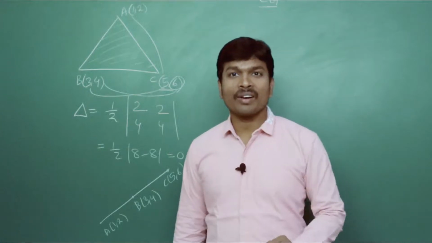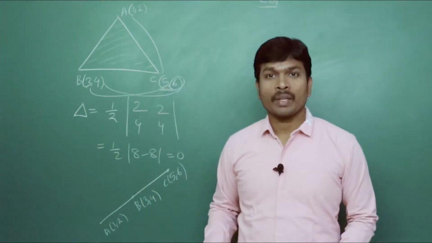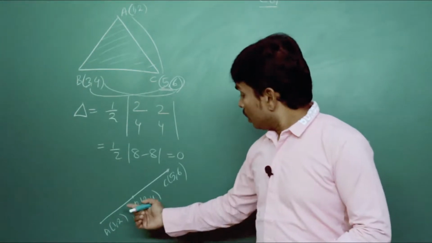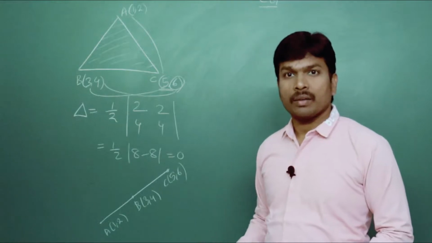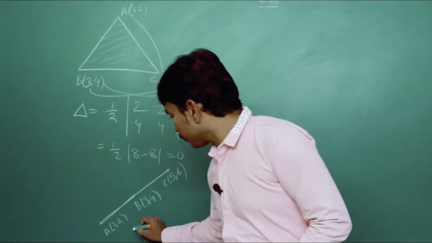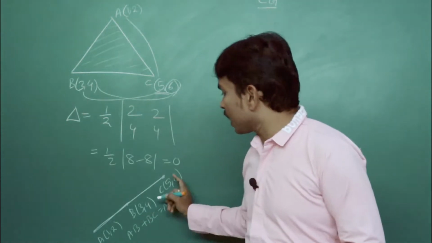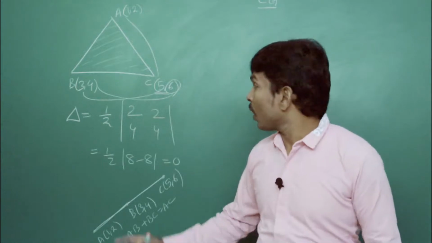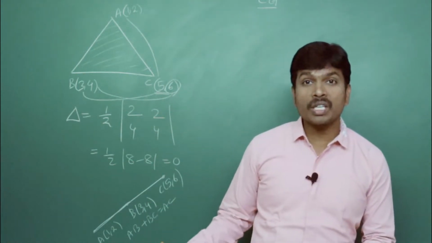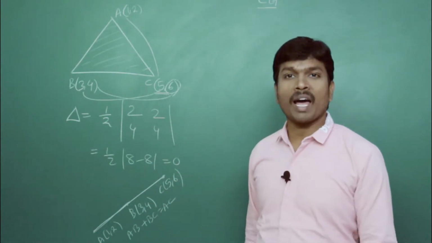See, one more tool we got for showing collinearity. With the help of the distance formula, we can derive collinear points. How can we? We have to find the distance between A and B. If AB plus BC is equal to AC, then A, B, C are collinear. One more tool we got: if the area of triangle ABC is equal to 0, then A, B, C lie on the same line.